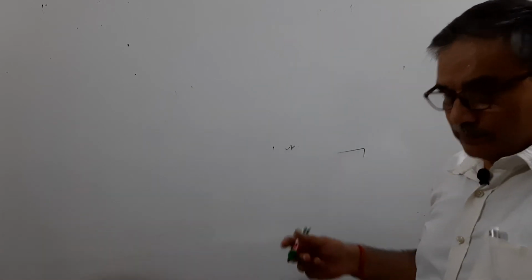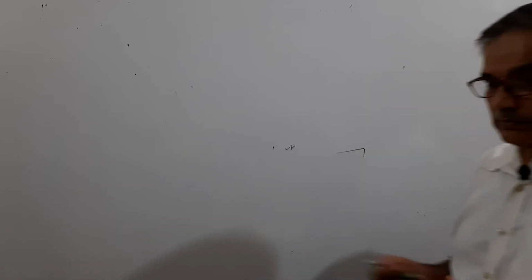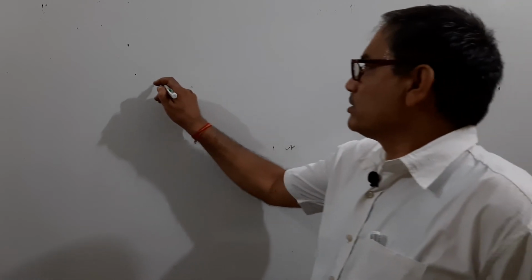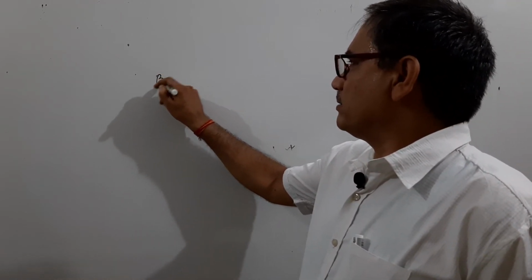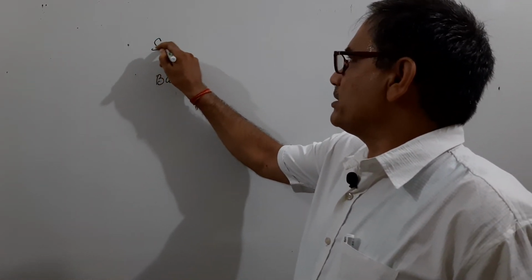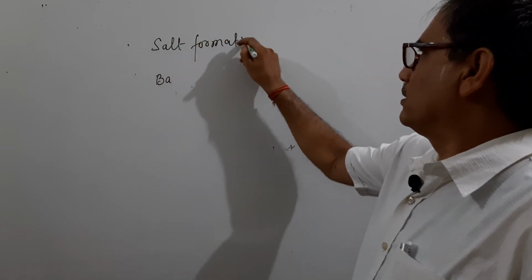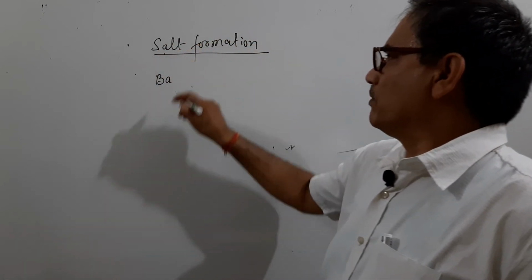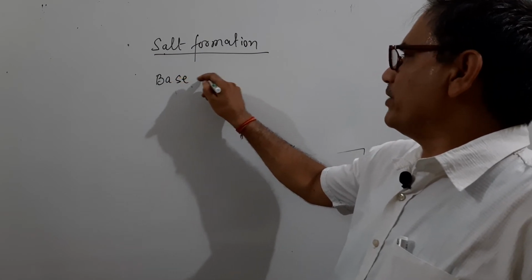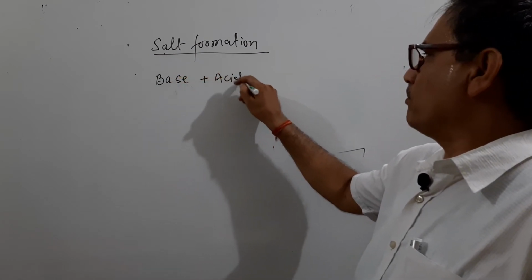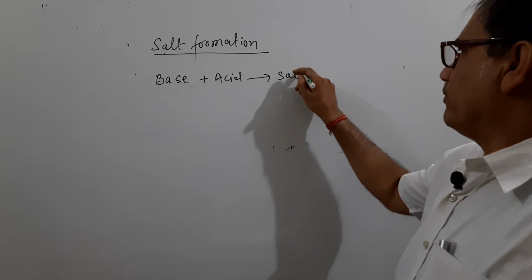And now you know very well. Next topic we will move to salt. How is salt formed? Salt, you know, when acid reacts, there is salt formation. When a base reacts with an acid, it forms salt and water.